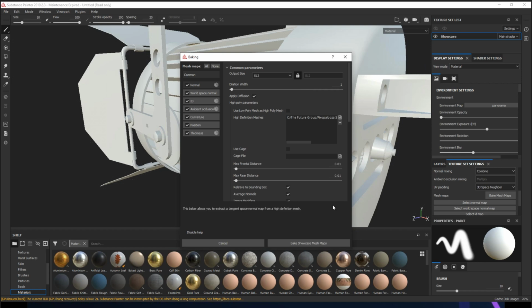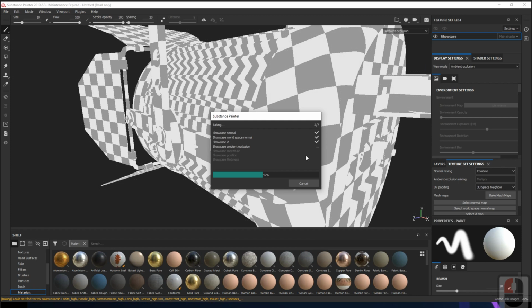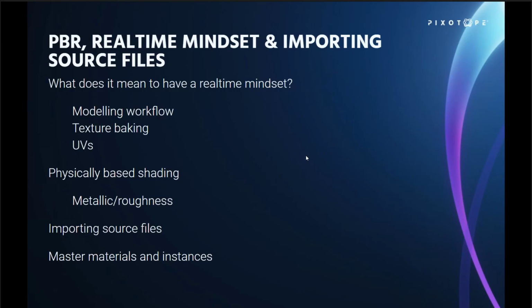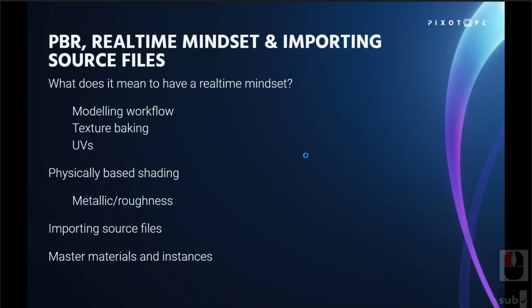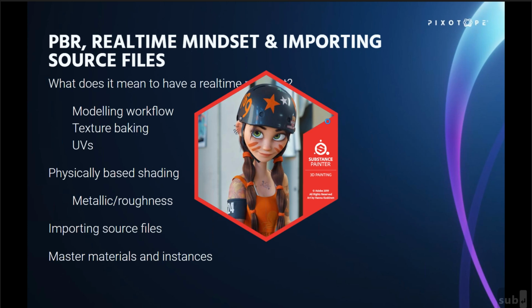So when I'm done, I'm just going to select Bake Showcase Mesh Maps. In this case, the name of the material is Showcase. So it just is going to tell you bake this material. Let's select this. And you can see that Painter is going through the baking process. Give it a second here to finish uploading. Oh, looks like we had a little bit of a mishap happening here. Let's try that again.